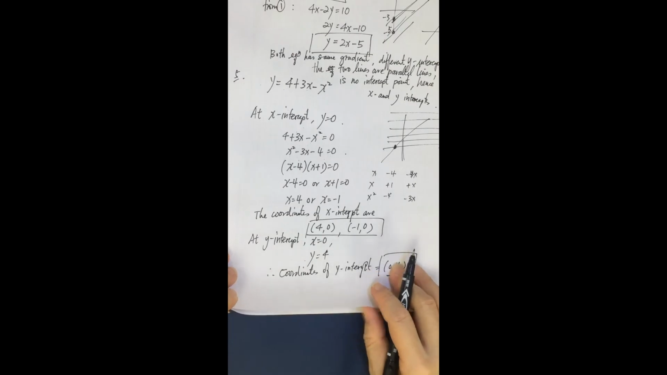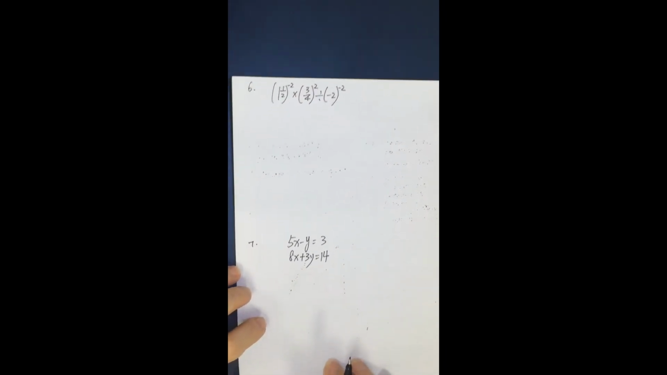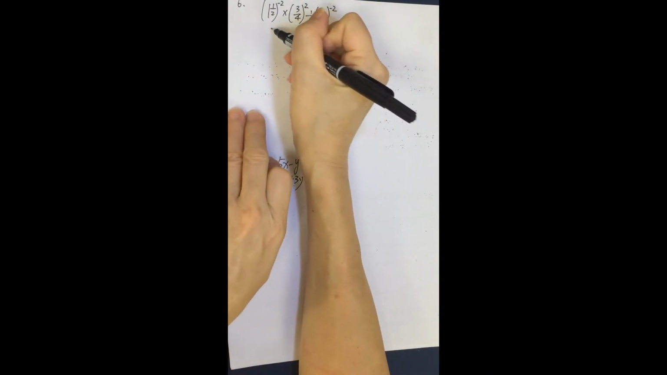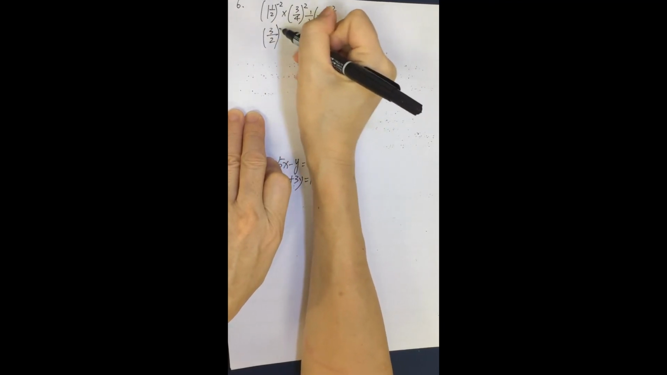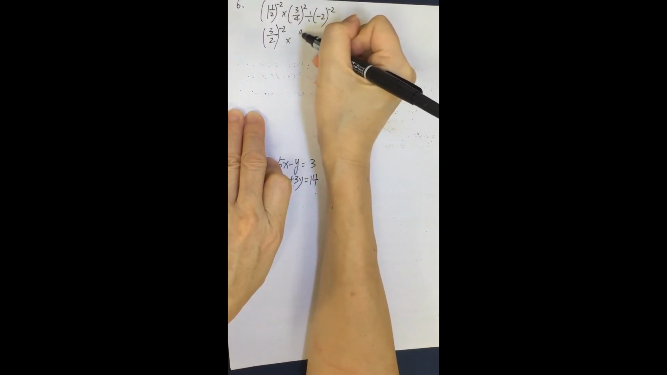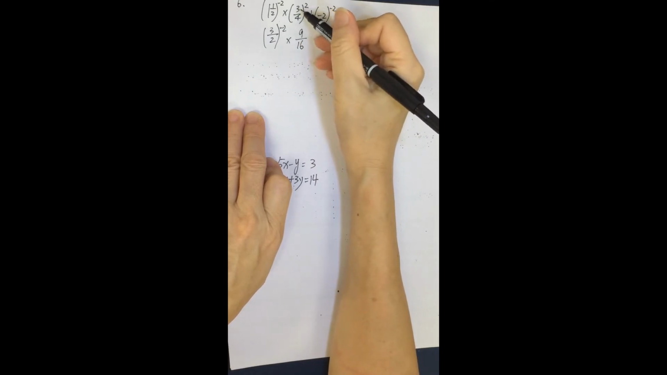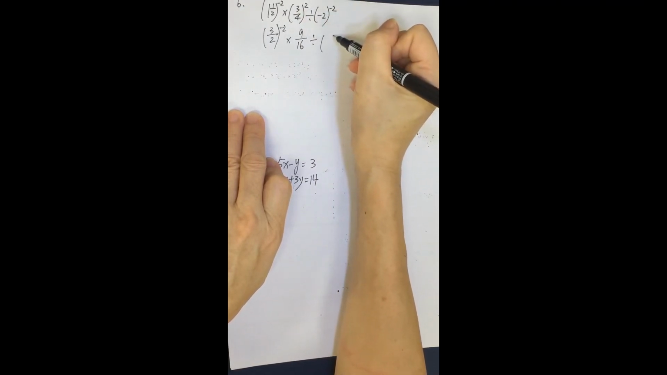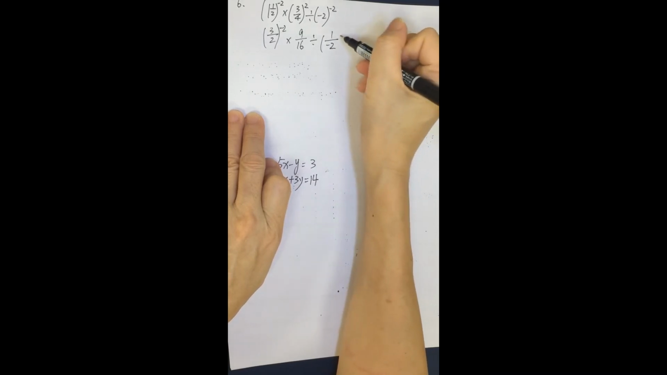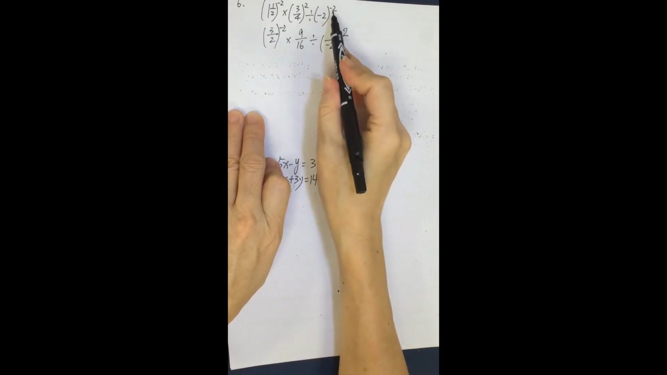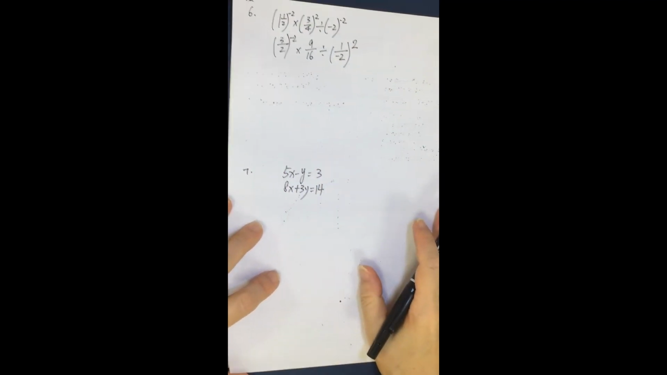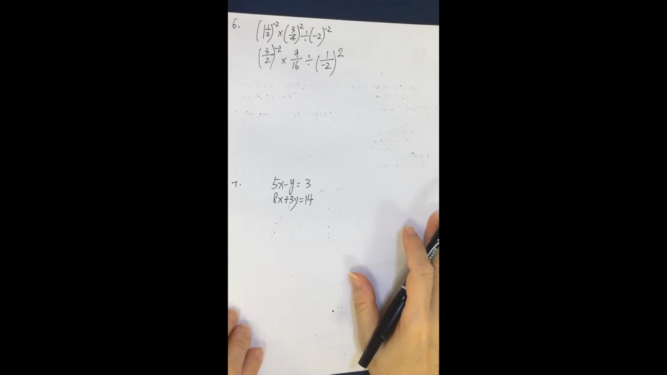Got it? Clear now? Okay, next question. Negative power. So this is supposed to be 3 over 2 raised to negative power. This one I'll have 9 upon 16 because it's 3/4 times 3/4. Then divide by, this one I can change to 1 over negative 2 to the power 2, because I'm changing the negative power to be positive.